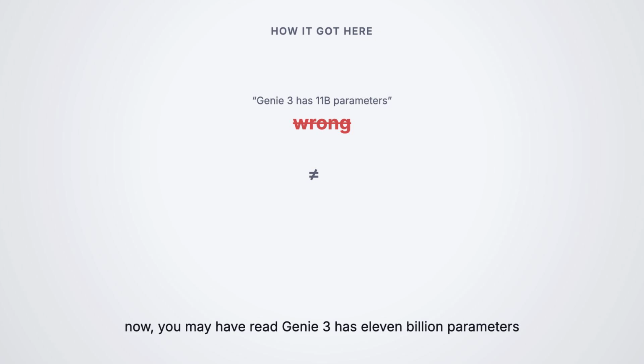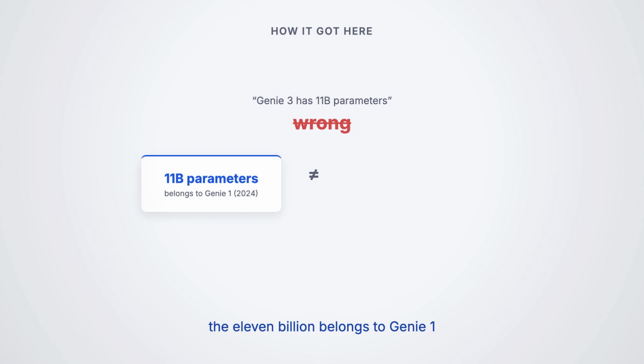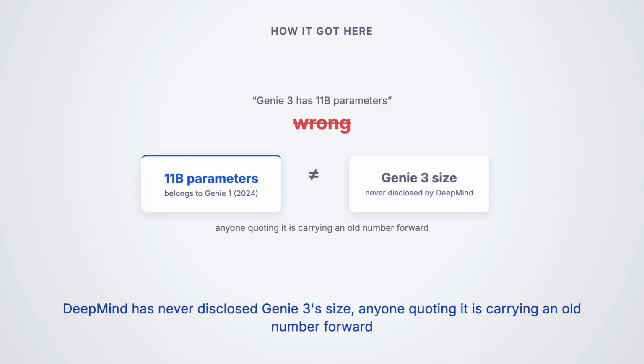Now, you may have read that Genie 3 has 11 billion parameters. That is wrong in an interesting way. That 11 billion belongs to Genie 1. DeepMind has never disclosed Genie 3's size, so anyone quoting it is carrying an old number forward.